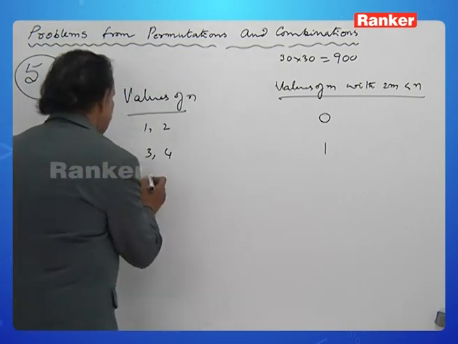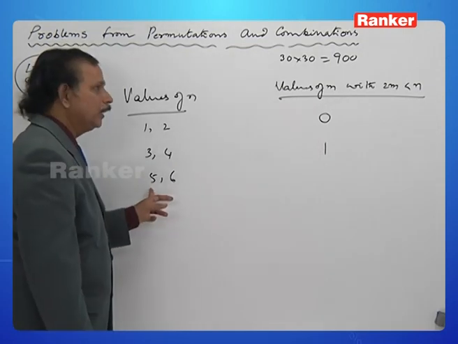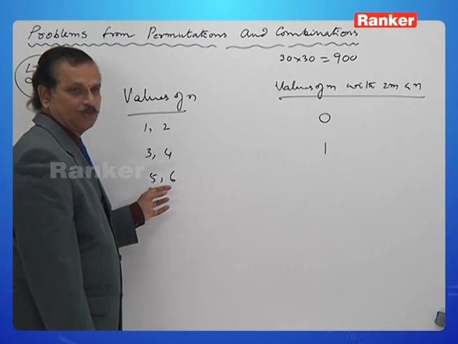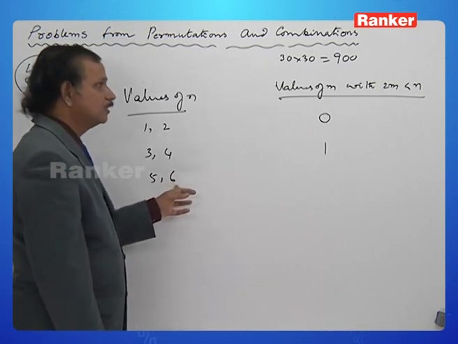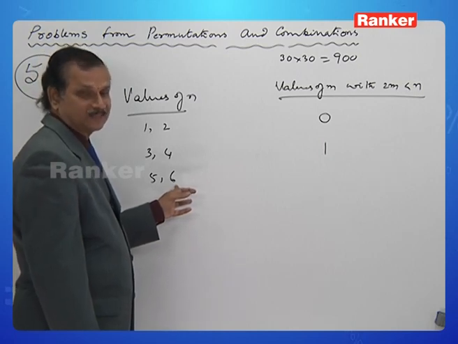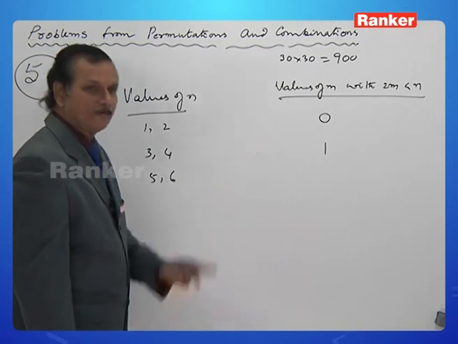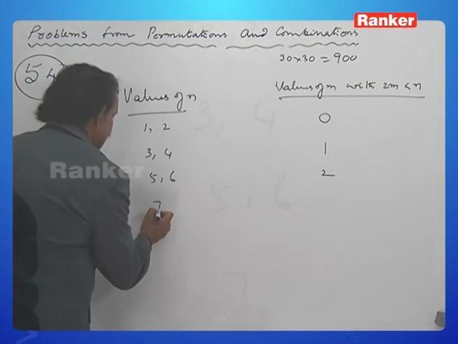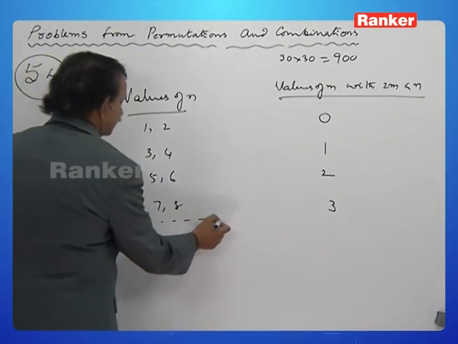Next one, suppose either 5 or 6. Take n as 5. 2m is less than 5, m is less than 5 by 2. That is m is less than 2, m is 1. For 6, 2m is less than 6, m is less than 3, so m is 1 and 2. So how many such things are there? 2 things are there. Similarly, for 7 and 8, there will be 3, and so on.